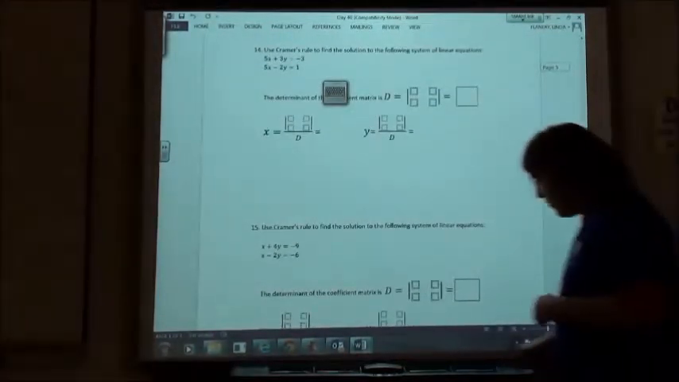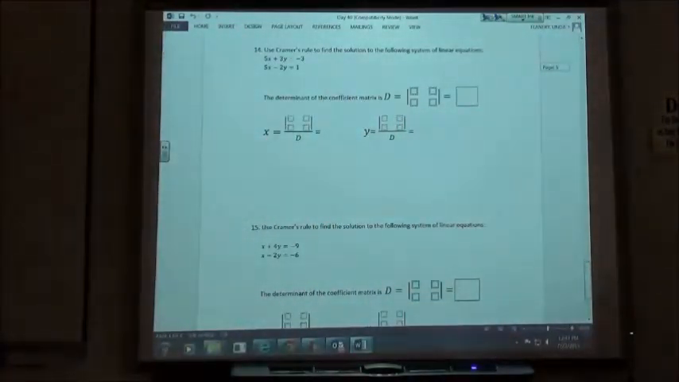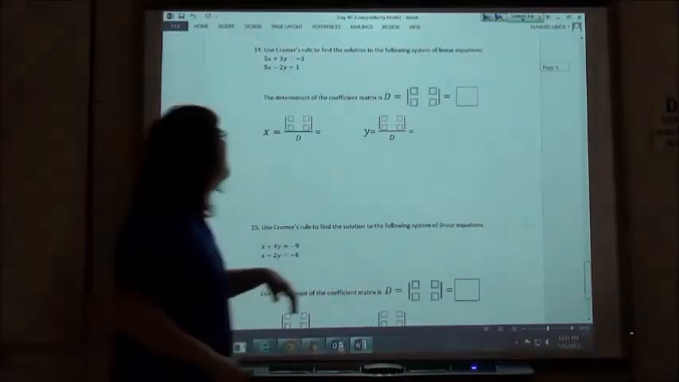So, number 14, we're going to use Cramer's Rule. And on ALEKS, they are going to make you fill in all these boxes to be sure that you really are using Cramer's Rule to solve the problem.